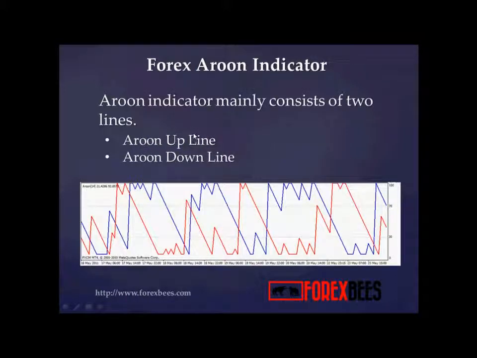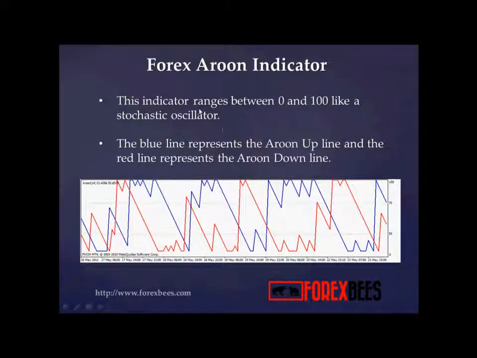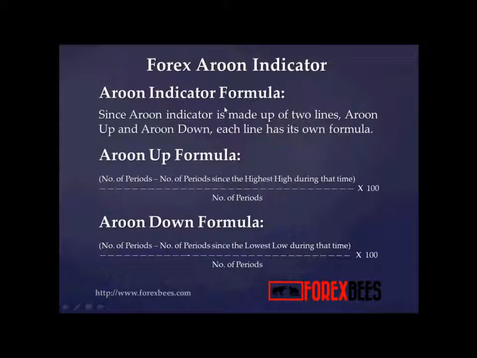The Aroon indicator mainly consists of two lines, the Aroon up line and the Aroon down line. This indicator ranges between 0 and 100 like a stochastic oscillator. This is the Aroon indicator picture, and you can see the indicator is ranging between 0 and 100. The blue line represents the Aroon up line and the red line represents the Aroon down line.